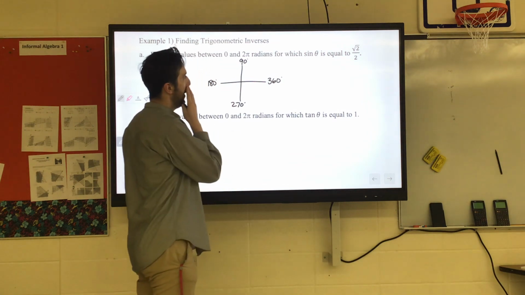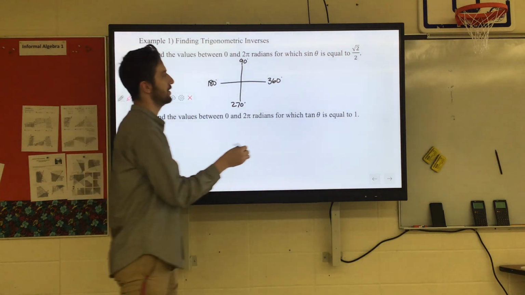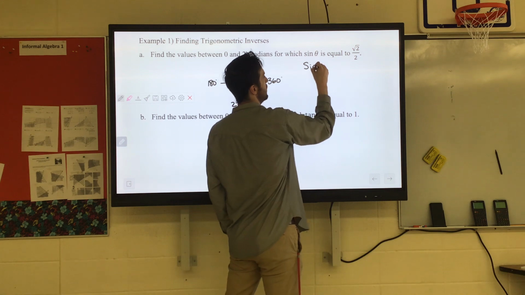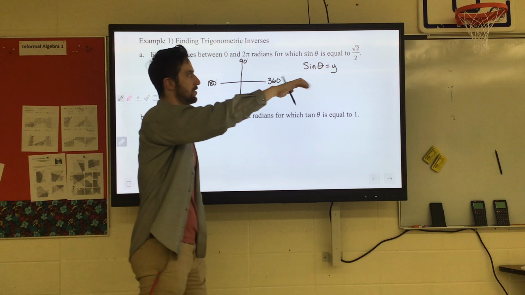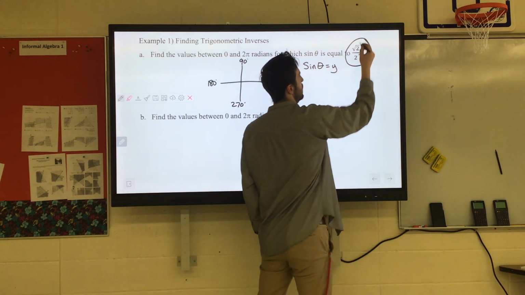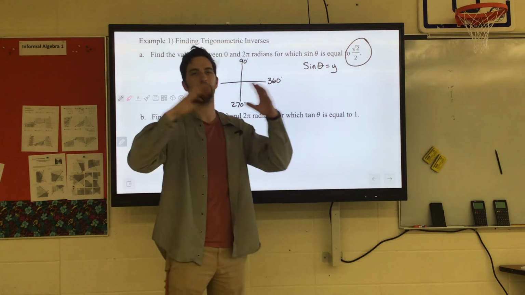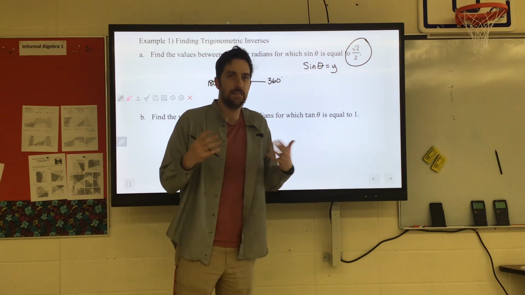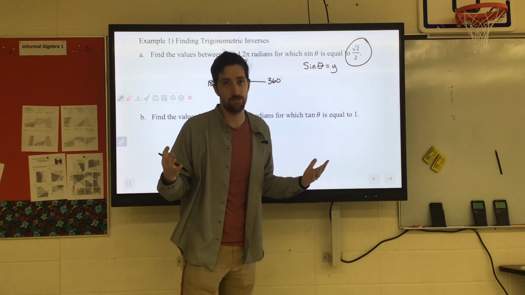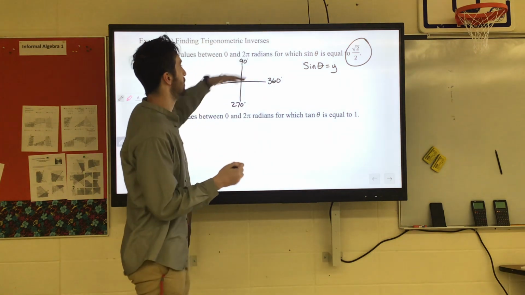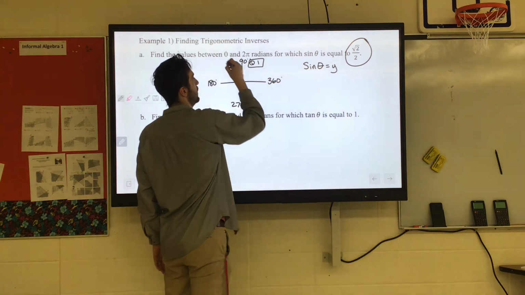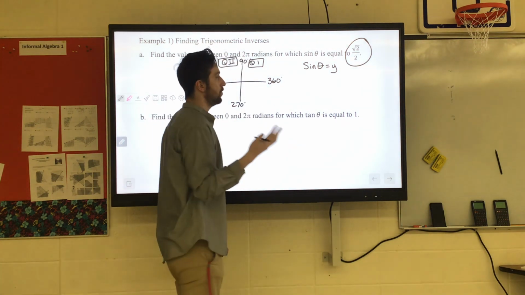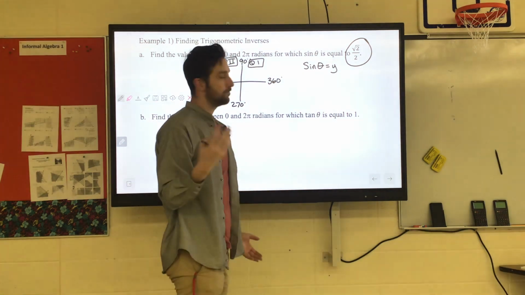So we'll handle that. Now, sine, if you remember, sine is equal to our y-coordinate. So our y-coordinate in this scenario is positive root 2 over 2. We're trying to find the places on the unit circle where that happens. Here's what I like to do. Figure out the quadrants first. So y is positive in quadrant 1 and quadrant 2. So we're only going to look in quadrant 1 and 2.